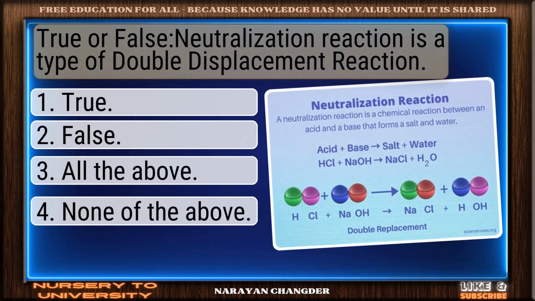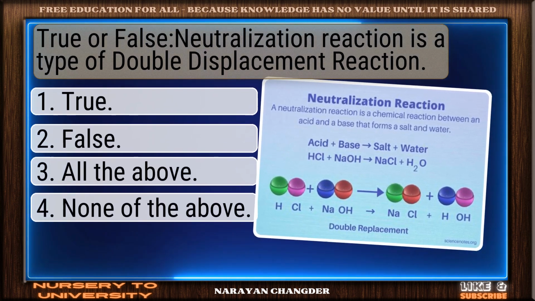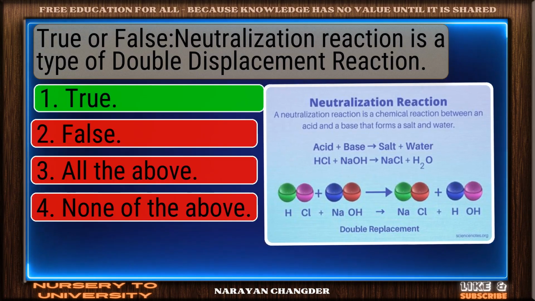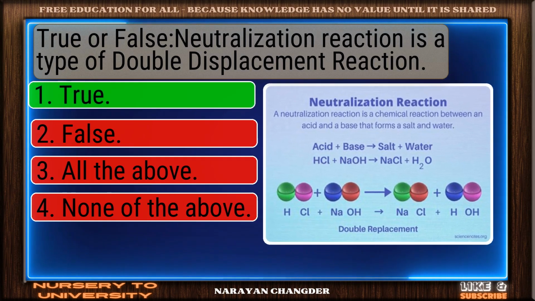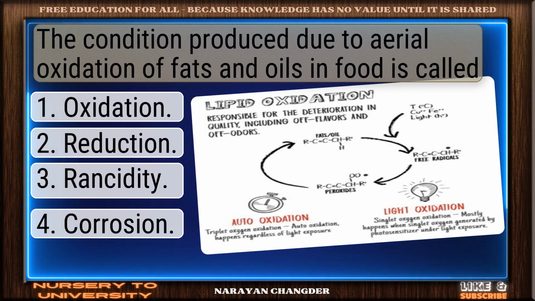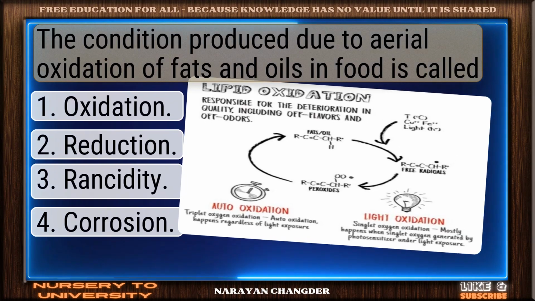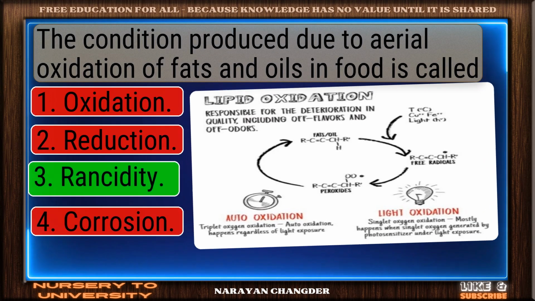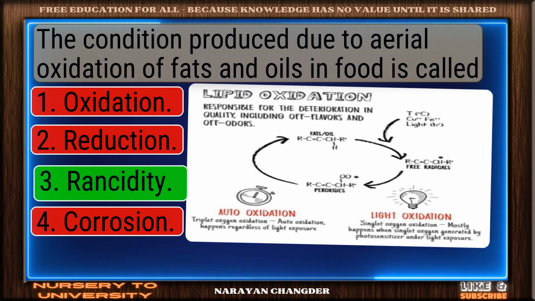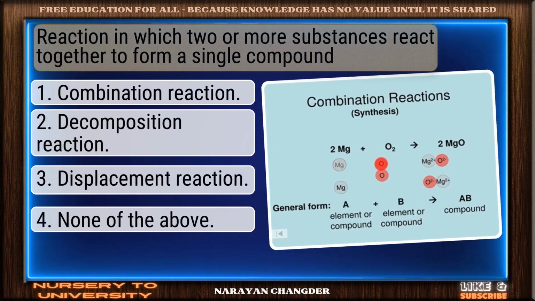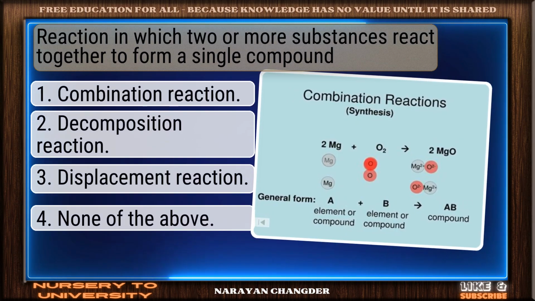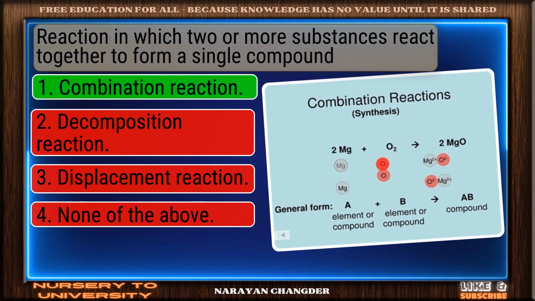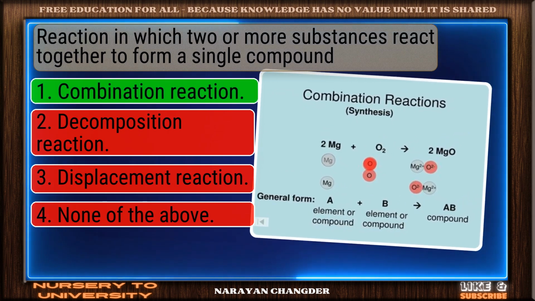True or false? Neutralization reaction is a type of double displacement reaction. Well done. True is right. The condition produced due to aerial oxidation of fats and oils in food is called. You're right. Rancidity is correct. Reaction in which two or more substances react together to form a single compound. You chose combination reaction, correct?